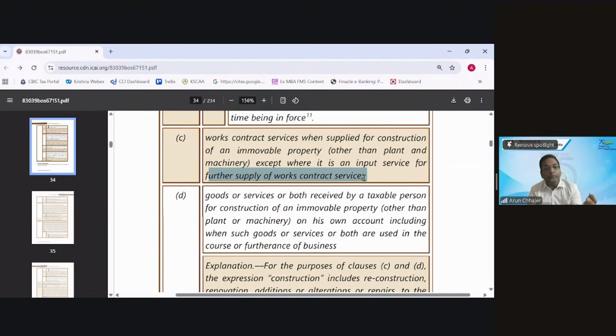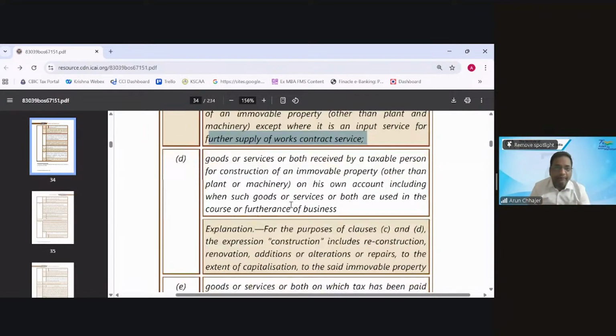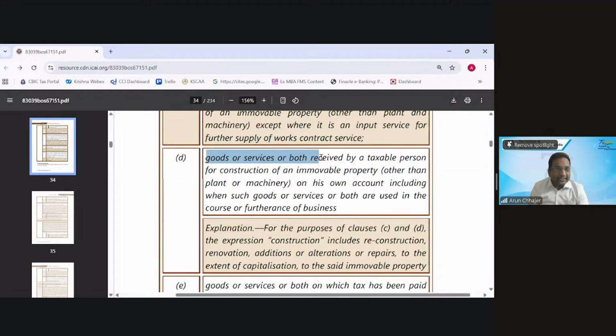Now I am saying to you, tell me the possibility 2, 3, 4, whatever the possibility is there, that I would be allowed. Let me read the clause D also, and then you give the answer of this question. What is the question? एक बार मैं complete कर लेता हूँ, will tell you. Goods and service or both received by the taxable person for construction of an immovable property on his own account, including when it is used in the course of furtherance of business.